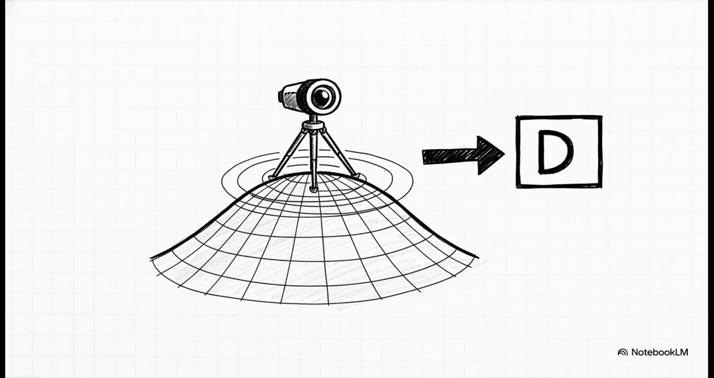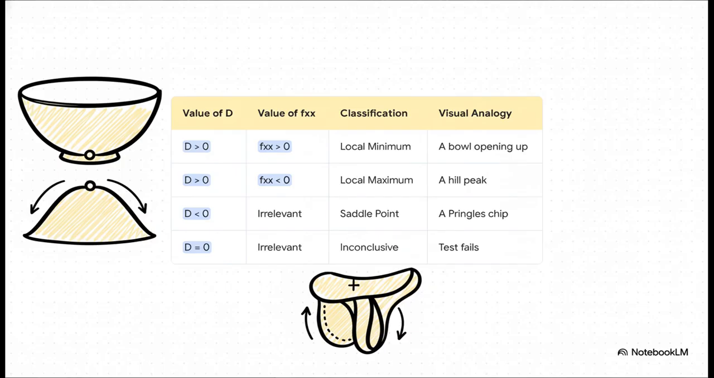It's called the Hessian determinant, or just D for short. The best way to think about D is like it's a high-tech terrain scanner. It measures the curvature of the surface right at that critical point, and that data is what we need to classify it. In this table right here, this is basically our decoder ring. It tells us how to read what the scanner's telling us.